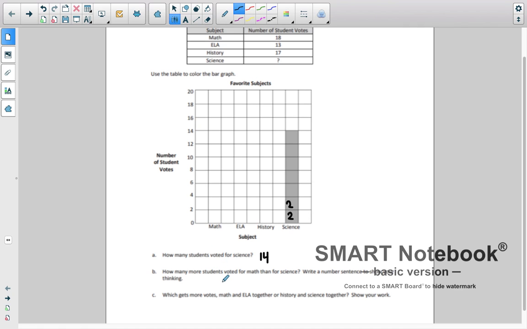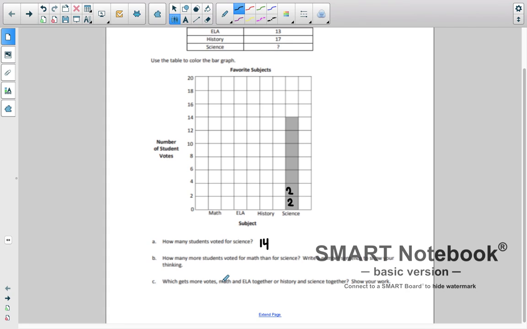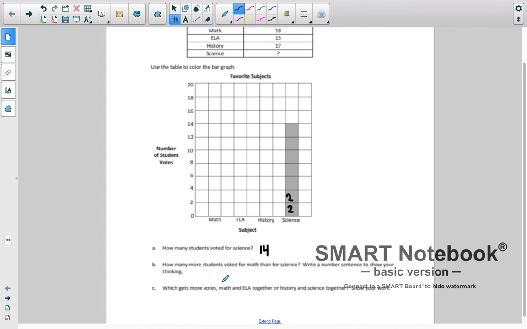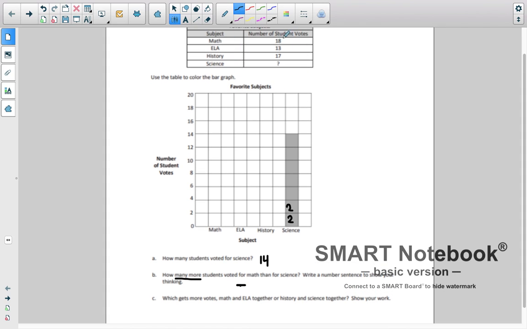All right, so B says, how many more students voted for math than for science? Write a number sentence to show your thinking. If it's asking how many more, we should know that this is going to be a subtraction problem. So we're going to look at math. We can look at this table over here to find how many students there were for math. For math, there were 18 students. And for science, we just figured out that it's 14. So we're going to do 18 minus 14. And that's going to tell us how many more students voted for math than for science.